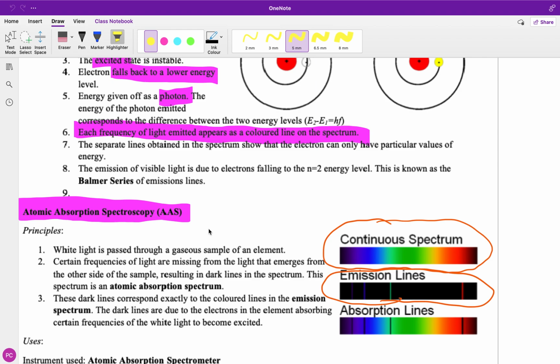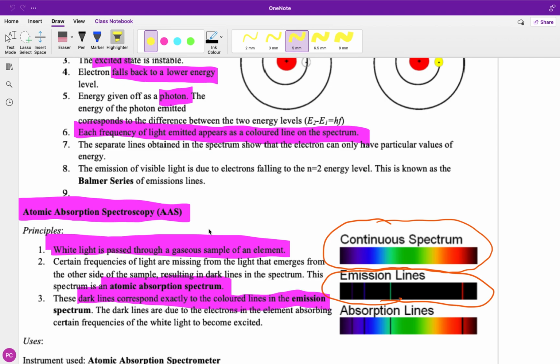But the principle of that, so if you were to actually measure the flame tests, white light is passed through a sample of the element. So you pass a white light through any sort of element. That gives us an atomic absorption spectrum. And the dark lines correspond to the coloured lines in the emission spectrum. So if we look at the emission spectrum over here, and here we have a green line there, and that will correspond to here. The blue line will correspond to blue, purple will correspond to purple, red will correspond to red, and so on.